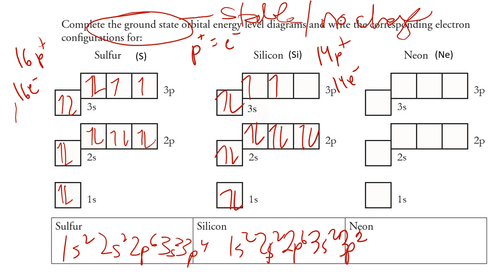Neon is 10 protons, 10 electrons. So 1, 2, 3, 4, 5. Oops, that's my mistake. My bad. 1, 2, 3, 4, 5, 6, 7, 8, 9, 10, 1s2, 2s2, 2p6.